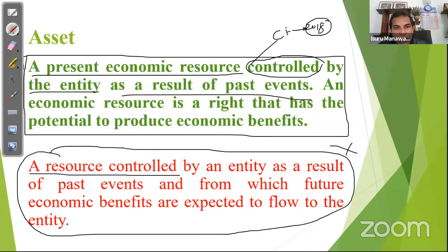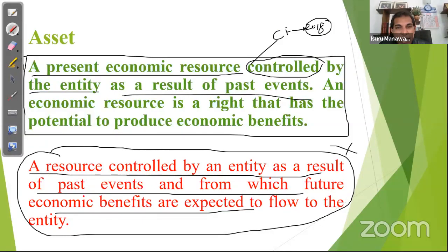So now you can just look at the past definition. A resource controlled by the entity as a result of past event and from which future economic benefits are expected to flow to the entity. This is the previous one. But the current one, the new updated one, is this. It is shortened and simple, right? A present economic resource controlled by the entity as a result of past event.